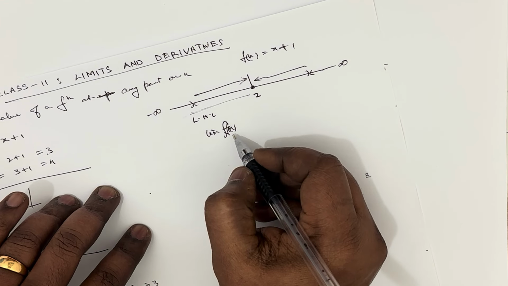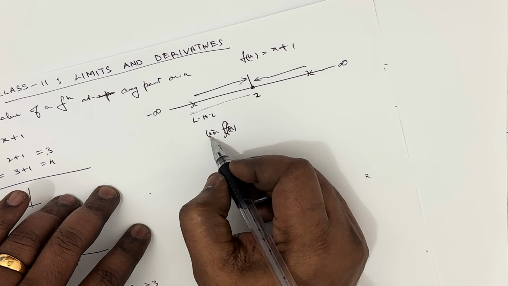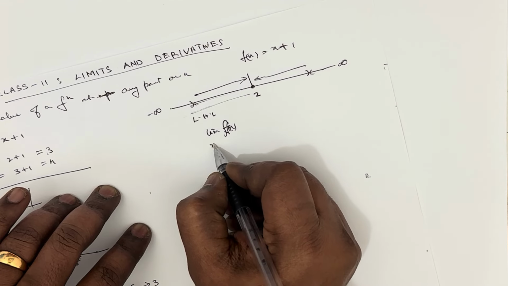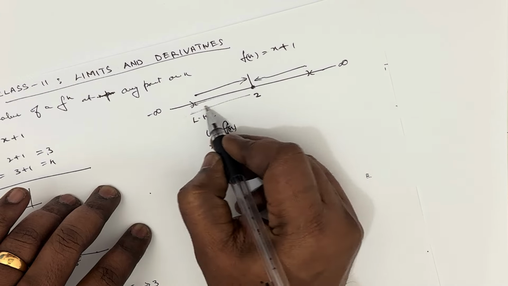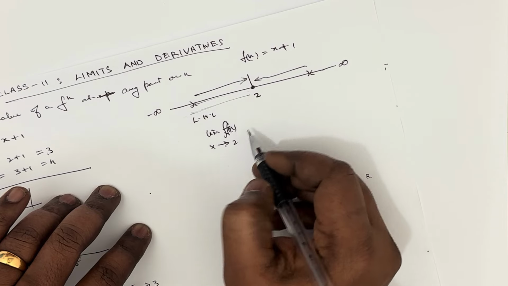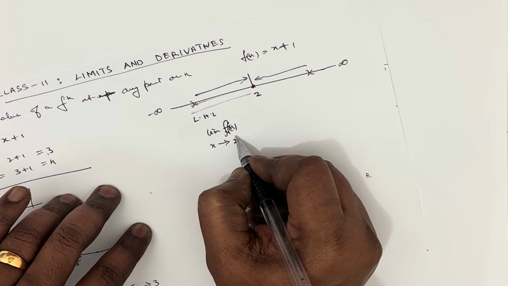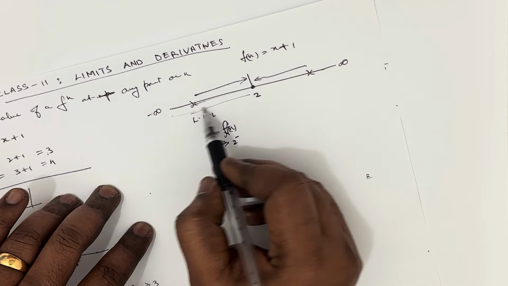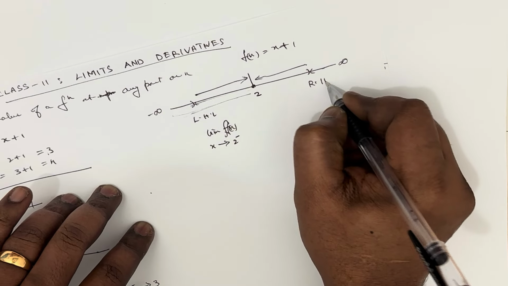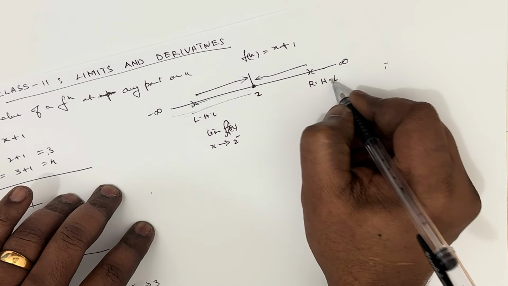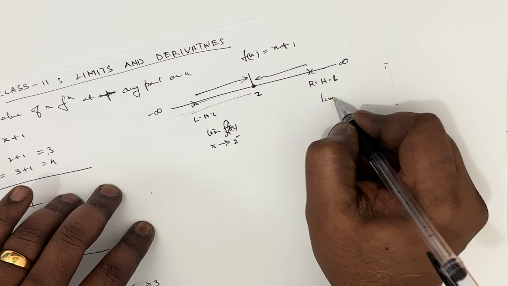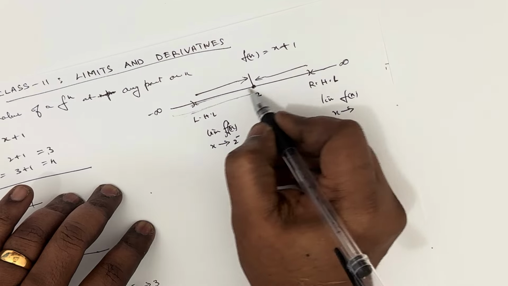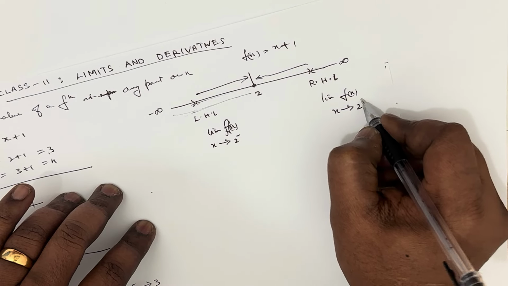Now the limit of f of x when x is approaching 2 from the left side, we write it as x approaching 2 minus. This indicates that it is approaching from the left side. In the same way, when it's approaching from the right side, this is called the right hand limit. The limit of the function f of x when x is approaching 2 from the right side, we write it as 2 plus.